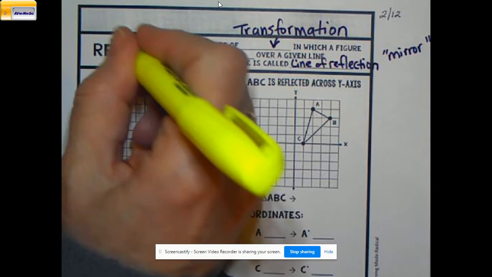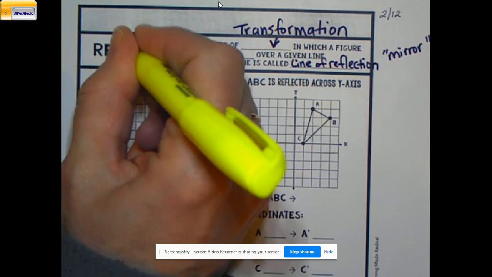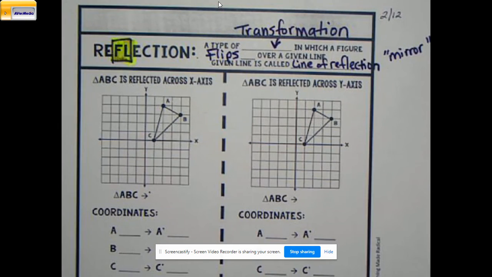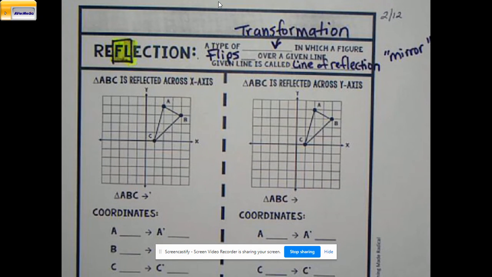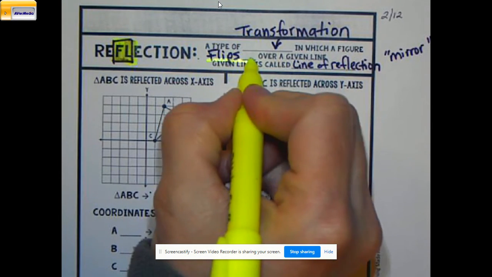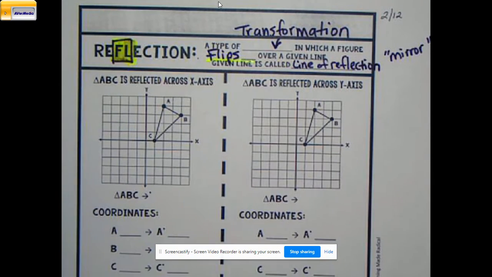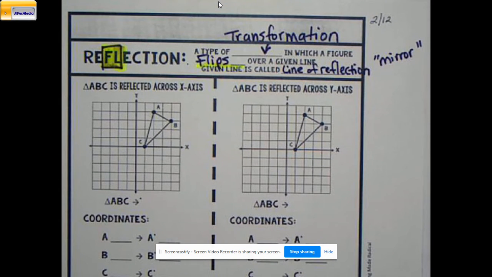So the first thing we have for a reflection, notice it's got the FL. That FL reminds us that a reflection is a flip. So what you need to fill in here is a type of transformation in which a figure flips over a given line, which is called the line of reflection. Think of a reflection like you do a mirror. A reflection is just a mirror image over a given line.